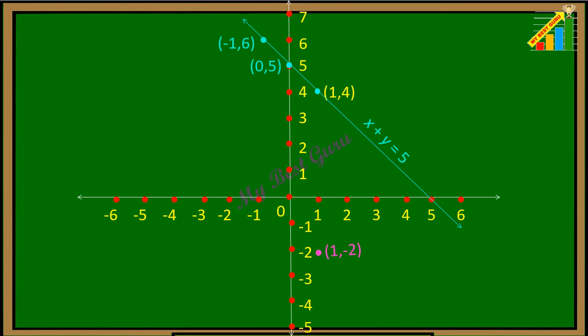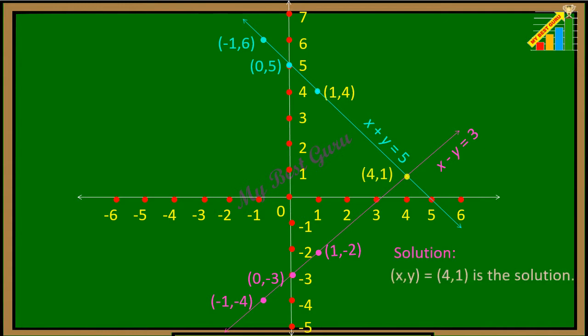Now the next point is 1 comma minus 2. Just check where 1 and minus 2 are. Now it is 0 and minus 3, and minus 1 comma minus 4, and just draw the line through those and write down the equation x minus y is equal to 3. We got the point where the two lines are crossing. So you got that point as 4 comma 1. So the solution is x comma y equals 4 comma 1.